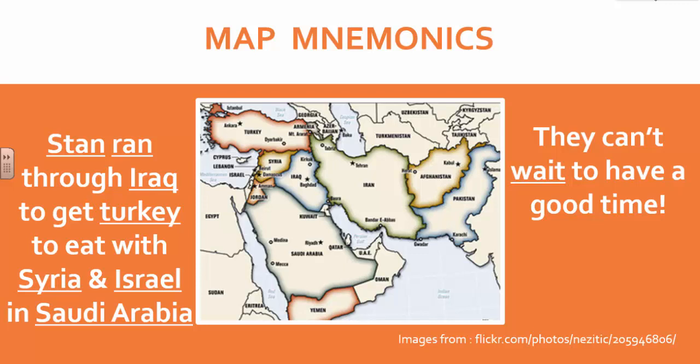Stan ran through Iraq to get turkey to eat with Syria and Israel and Saudi Arabia. They could not wait to have a great time. If you point to each word as you're saying it, it'll help you remember it. Let's see. Stan ran through Iraq to get turkey to eat with Syria and Israel in Saudi Arabia. They could not wait to have a good time.